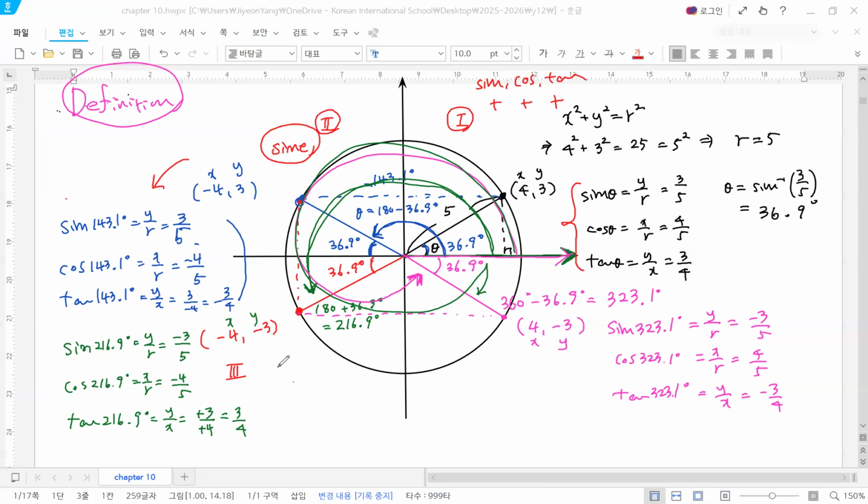On the third quadrant, the green one, the only positive value is tangent, right? So tangent is the only positive one. On the fourth quadrant, the only value which is positive is cosine, right? Cosine value. It is actually very natural, so please remember all the values, sine, tangent, and cosine. I am going to explain to you why.